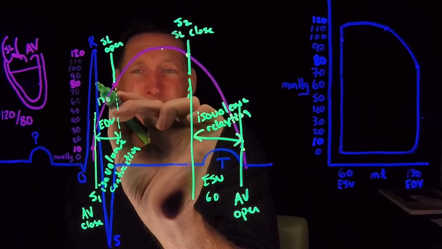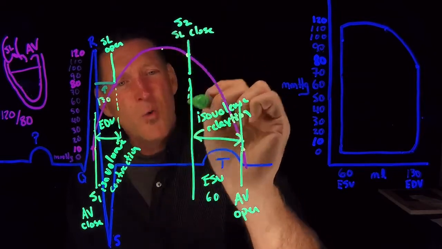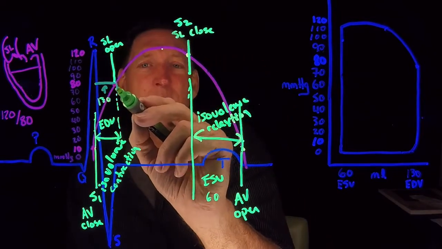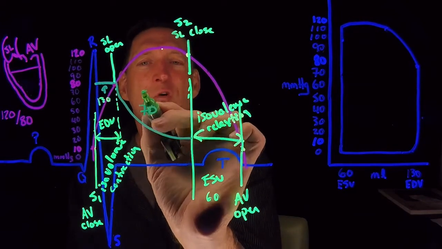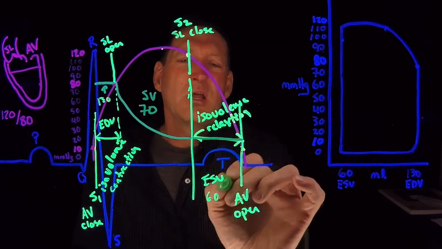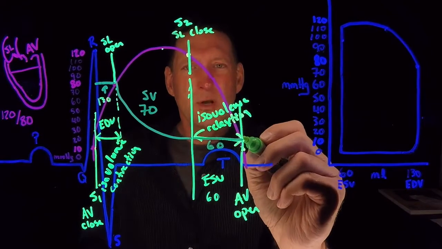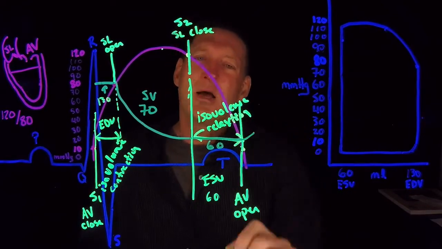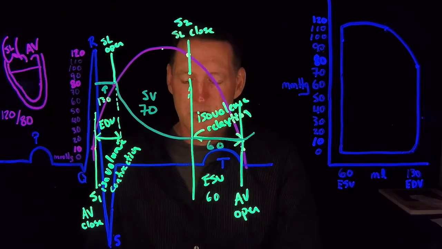So if this line represents volume, there I'm at 130 right here. What's going to take place is I'm going to drop down like this, okay, and I'm going to have a stroke volume of about 70, and then I go into that end systolic volume of about 60. And then, of course, as soon as that aortic semilunar valve reopens, I'm going to start to fill back up again, okay, because blood's going to be coming in from the left atrium into the ventricle.